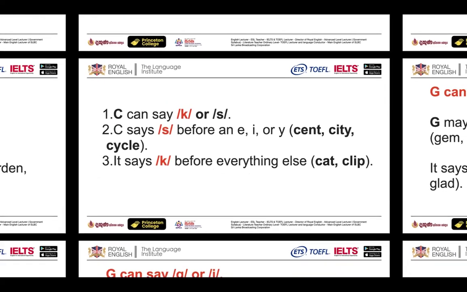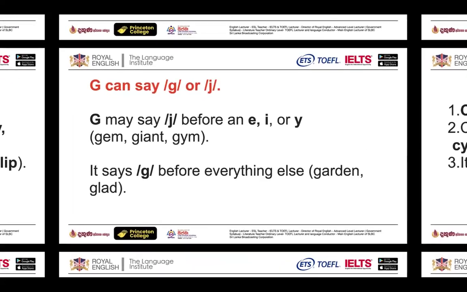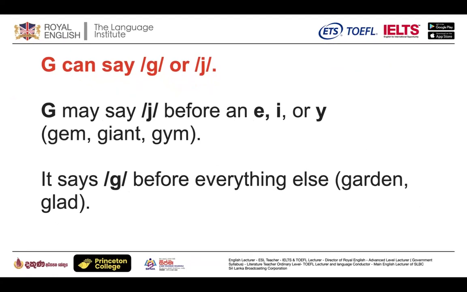And the other pronunciation. G can be used for the J sound, right? It's like generation. You can use generation, or you can use the hard G sound, right? G can be used like the hard G, garden, likewise. So G may say J before E, I or Y: gym, giant, gym, likewise. It says G before everything else, like garden, glad, likewise.